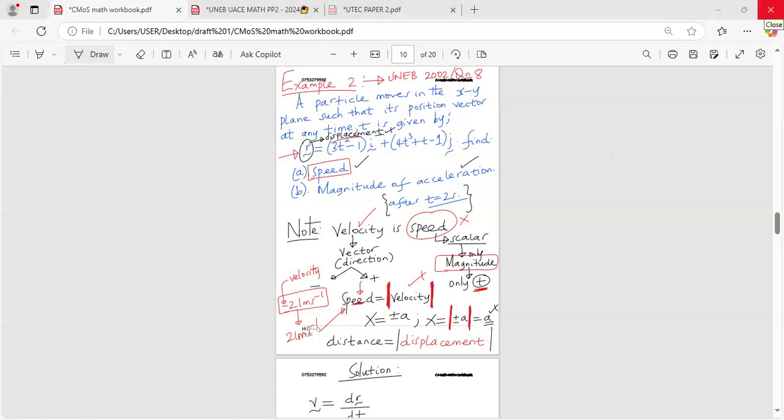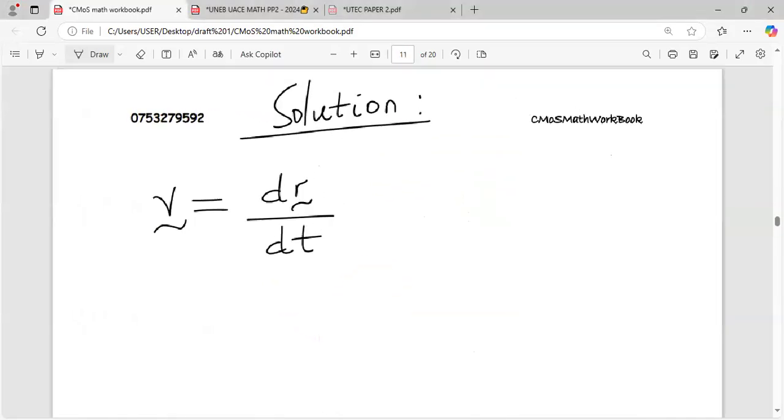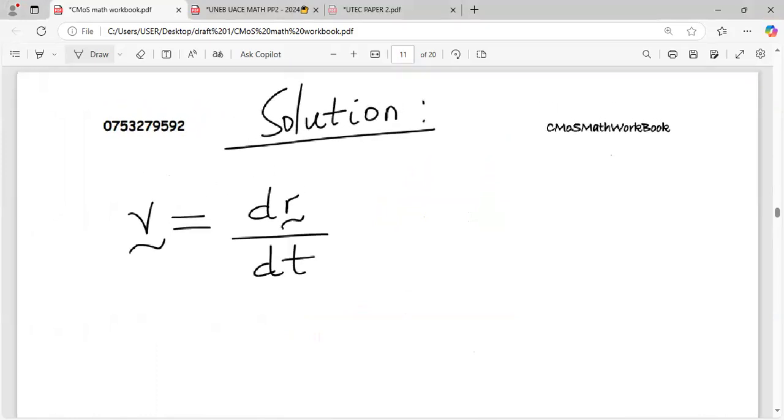You look in the question. R is 3t squared minus 1i. Then J is 4t cubed plus t minus 1. So I'm going to write them in column form, but I'm only substituting for R. The rest remains. So what will I have hence?